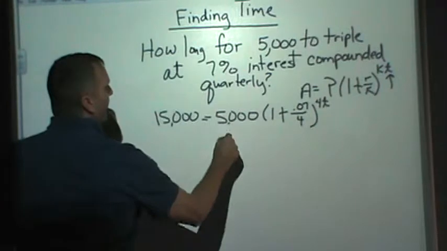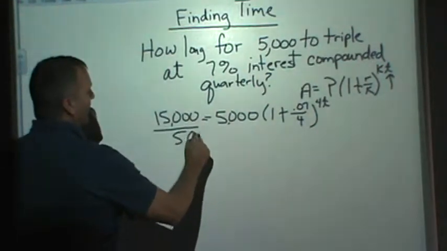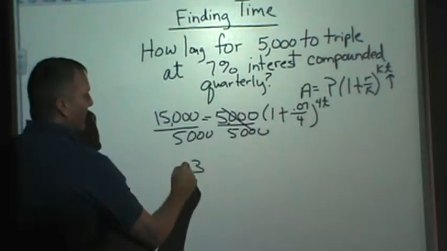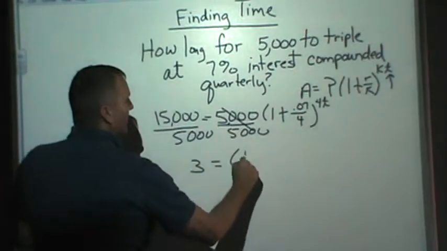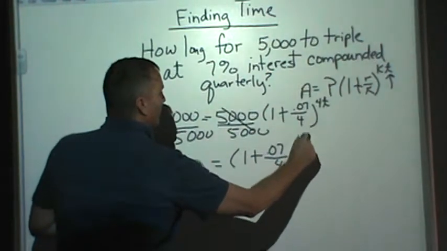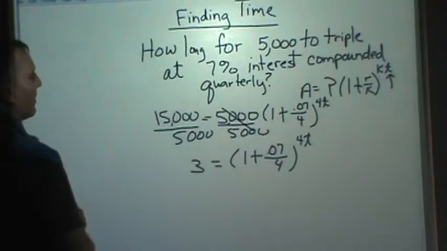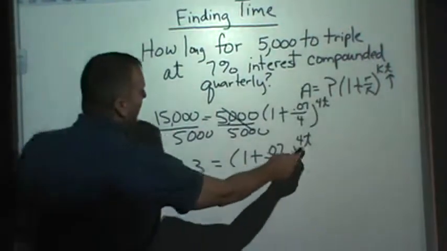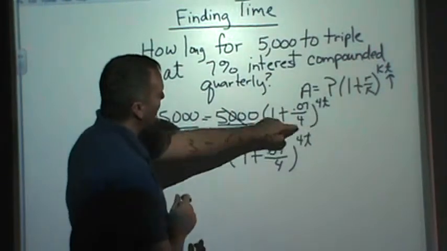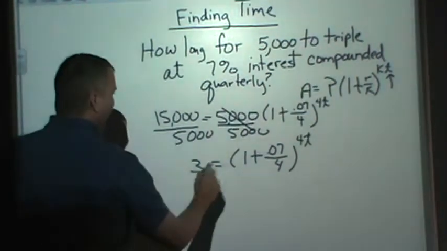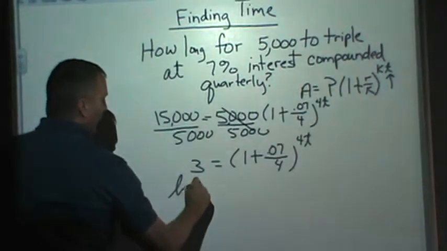When we divide this out, 15,000 divided by 5,000, we end up with 3. Equals 1 plus 0.07 divided by 4 raised to the 4t. Now we have an unknown exponent. The way we get this down is we take the logarithm or the natural logarithm of both sides. So if we ln this side, we need to also ln this side.